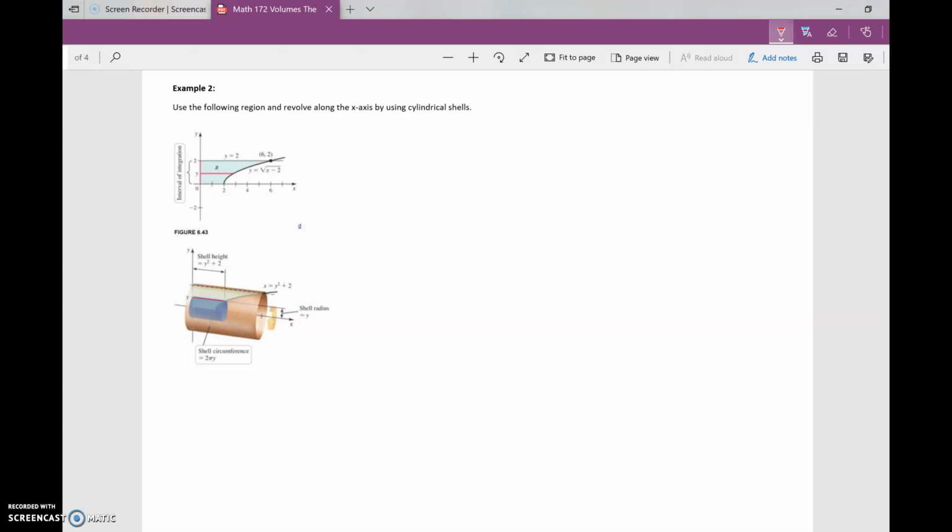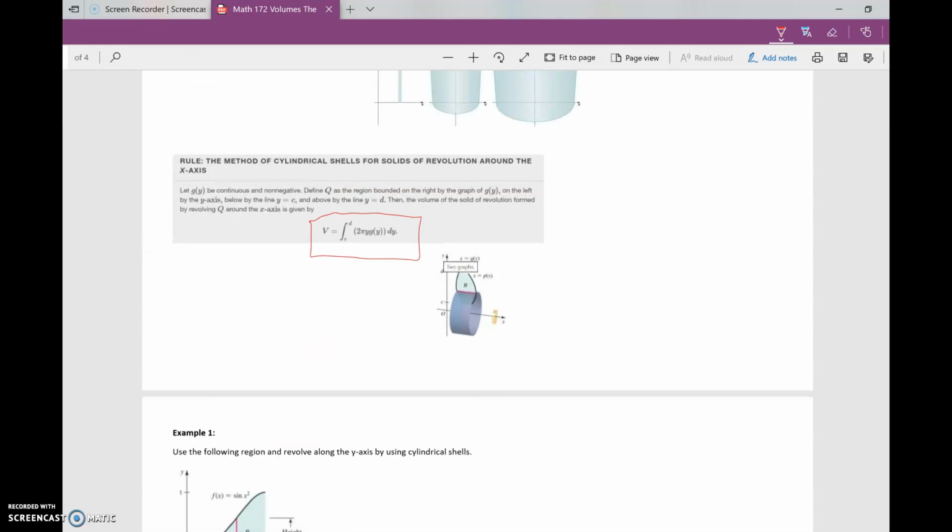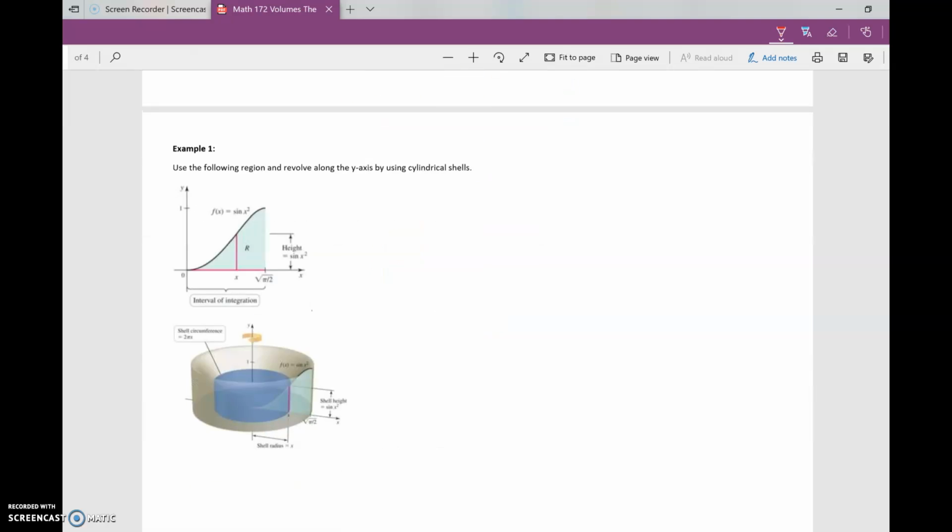Hi class, let's take a look at example 2. In example 2, we're revolving along the x-axis, still using cylindrical shells, and what's important here is the actual setup. So this is the setup that we're actually looking at. We're integrating from c to d, and your functions are expressed as y's.